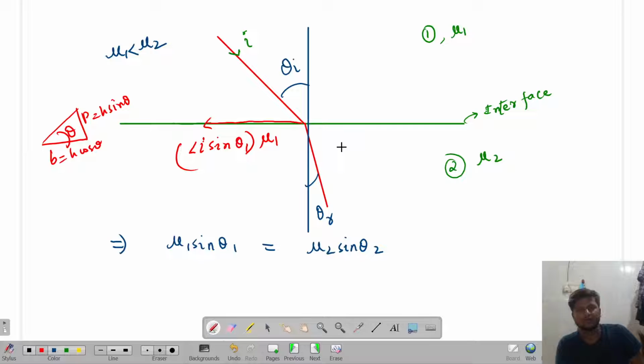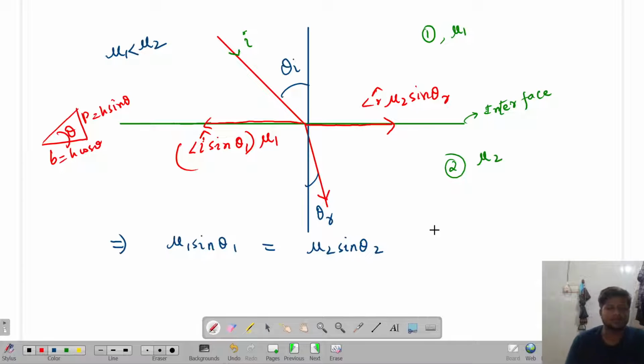Okay, so now look over here. For this theta r also, if this light is coming towards this side, what is going to happen? It will again have a horizontal component. How much will that be? mu2 of sine theta r. Okay, so this is the relation.